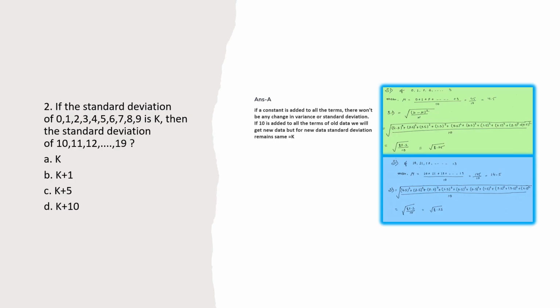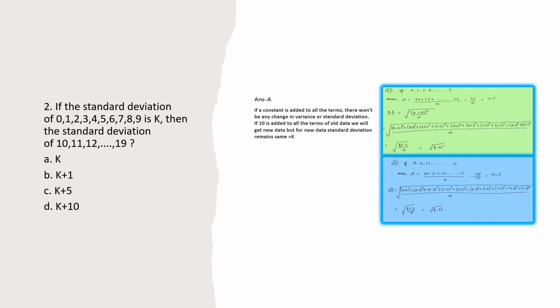The second question is about the standard deviation. We have a set of elements whose standard deviation is k, and it is asking what would be the effect on the standard deviation when we add a constant number to each element. It is adding 10 as a constant, and here the answer will be k only. It won't affect the standard deviation, because if a constant is added to all the terms, there won't be any change in the variation and standard deviation also.